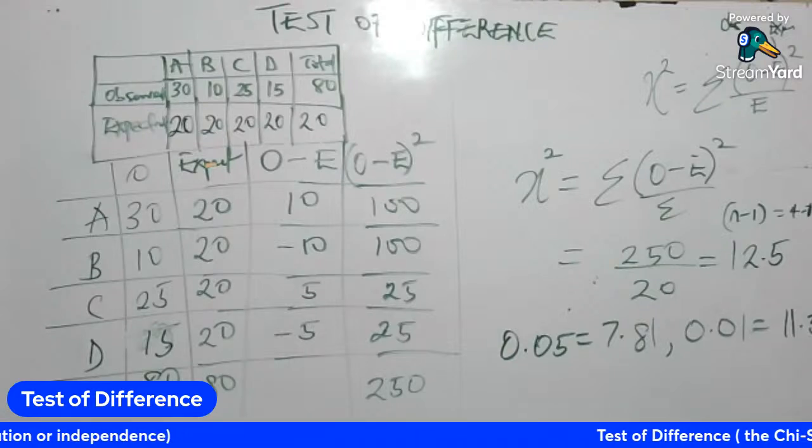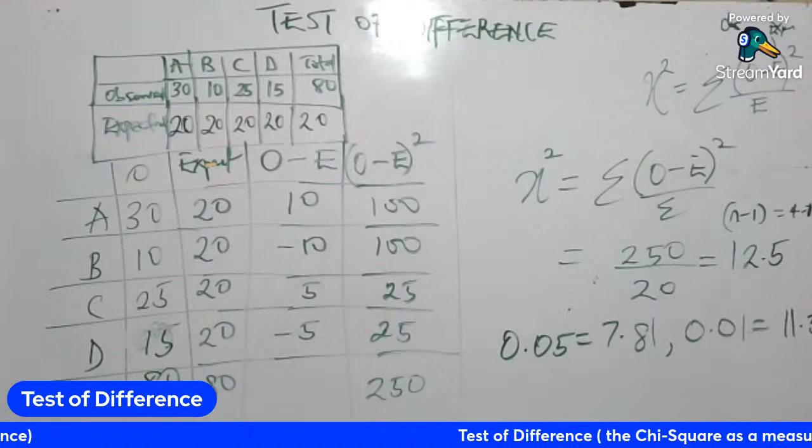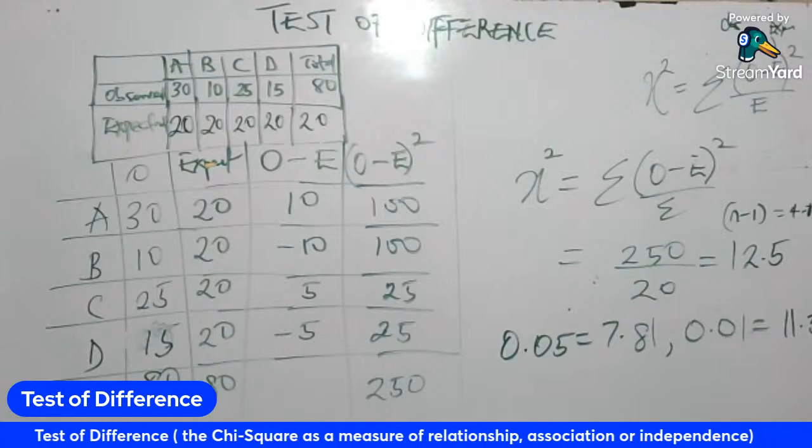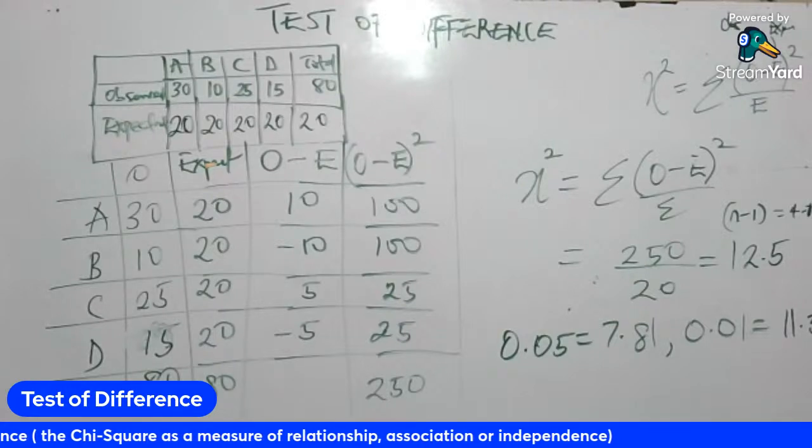This is how far we can go on the first test of difference, which is the chi-square. After this, we move into the second one, which will be the t-test. Then thereafter, we'll move on to the analysis of variance.